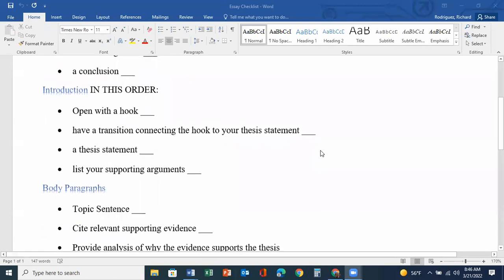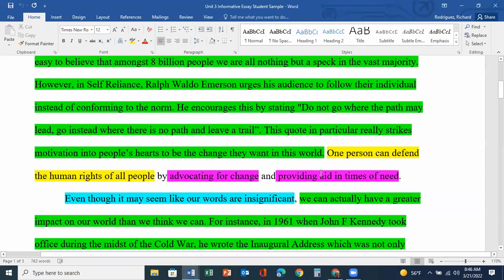So we have the hook, we have the background information, we have a thesis statement, and then we have the supporting arguments listed. So I can ask my students, what's going to be the focus of your conversation for body paragraph number 1? And they can tell me because they've highlighted their focus in that purple. So this becomes a very clear and methodical way of approaching essay writing, where they know, yeah, it's a formula.